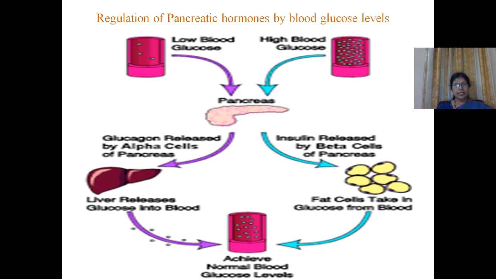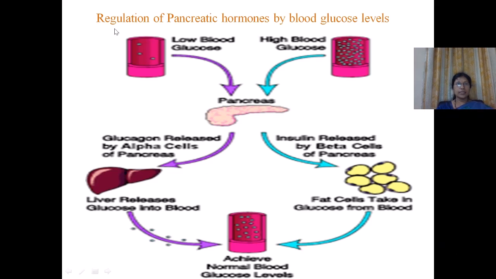Within the cells, especially cells like skeletal muscles and liver, the glucose is transformed into glycogen and stored. And the second way is accelerating the conversion of glucose to glycogen and fatty acids.